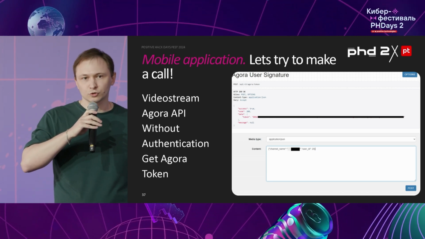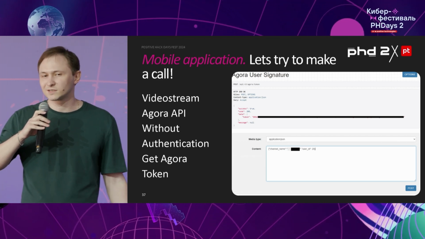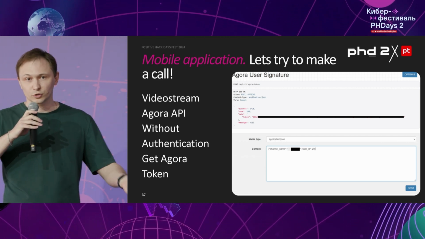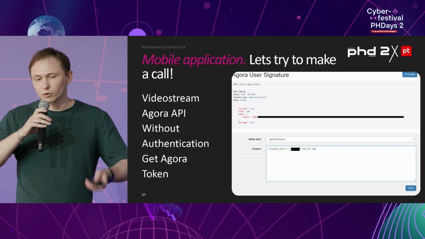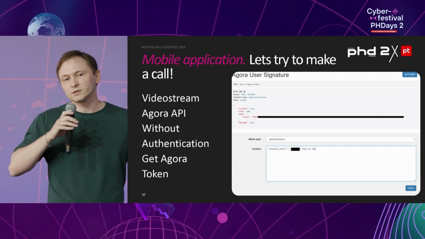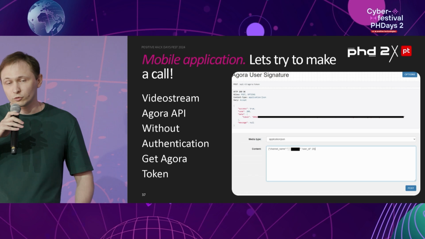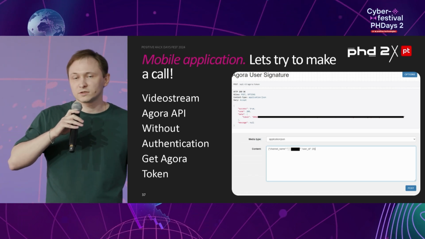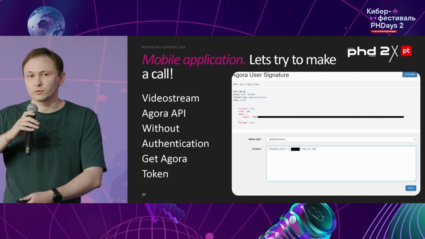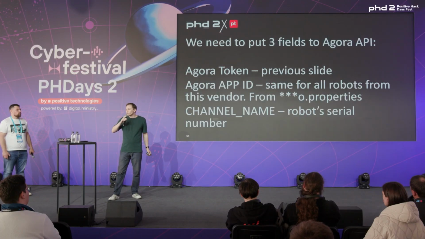But this is not enough. So we get the token, but the robot doesn't know that someone is calling him. So we need the next step. The attacker should ask the robot to call the number. This is done through the app. We'll have a look to see whether it's good or not so good. And in real life, Agora thinks that the two users will use the token to connect.